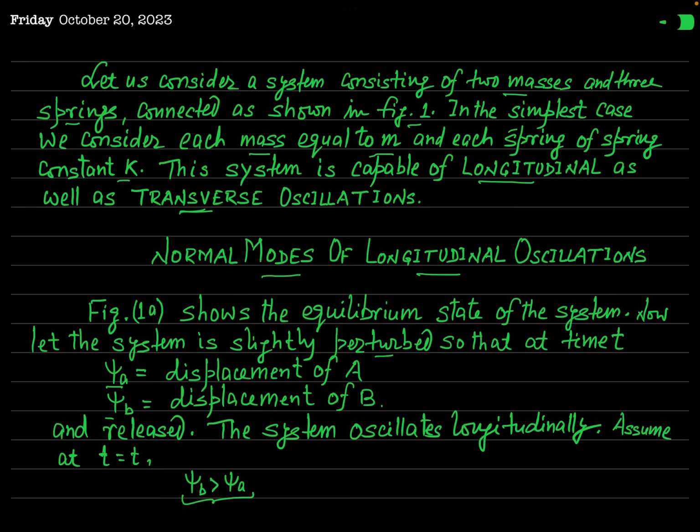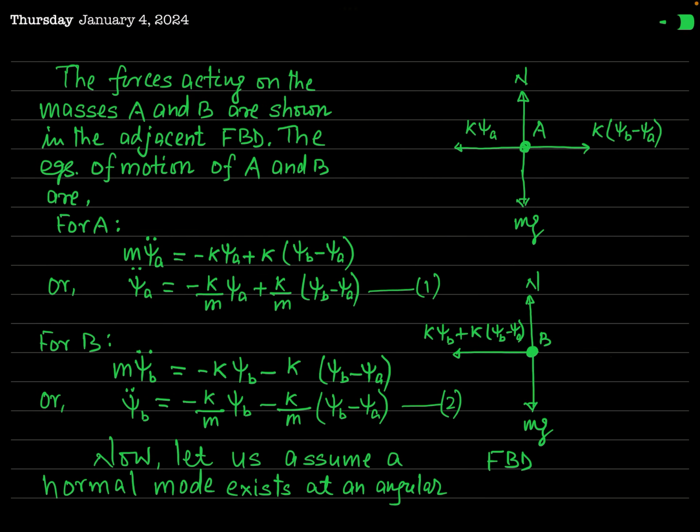So when you take psi B greater than psi A, the forces acting on the two blocks will be what I have shown in this free body diagram. You can see this point mass represents block A of mass m. The forces acting on this block: one is the force of gravity, mg, which acts in the downward direction. Another is the normal reaction due to the horizontal surface on which this block is lying.